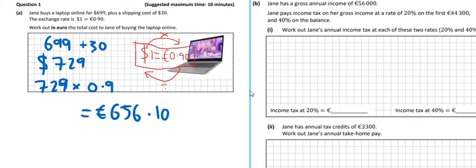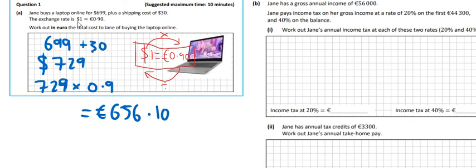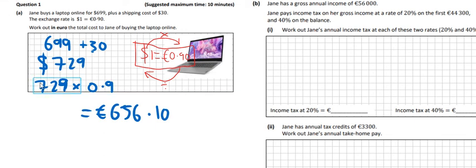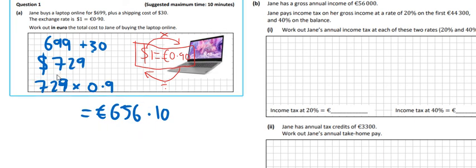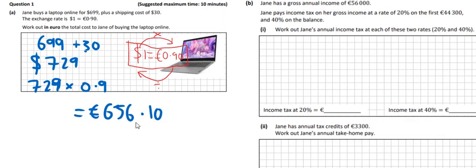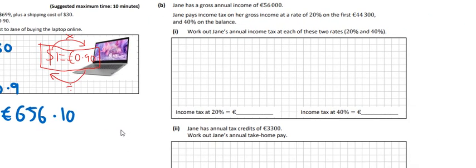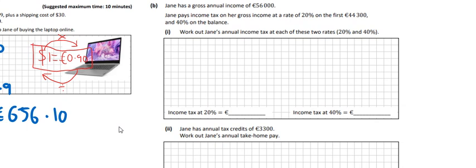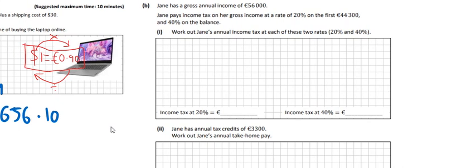So it makes sense then. If one US dollar is worth 90 cents, then it makes sense that 729 would be a little bit less. It's not far off 100 quid less, but that's the final answer anyway: 656 euro 10 cent. Second one then, this is a basic enough question on income tax.